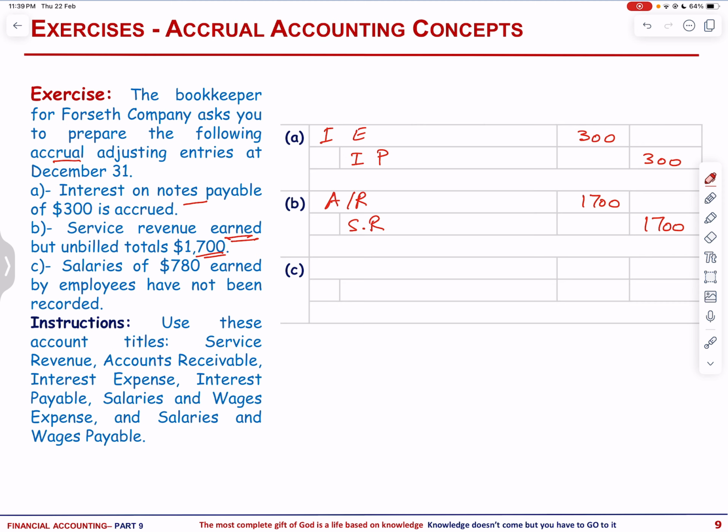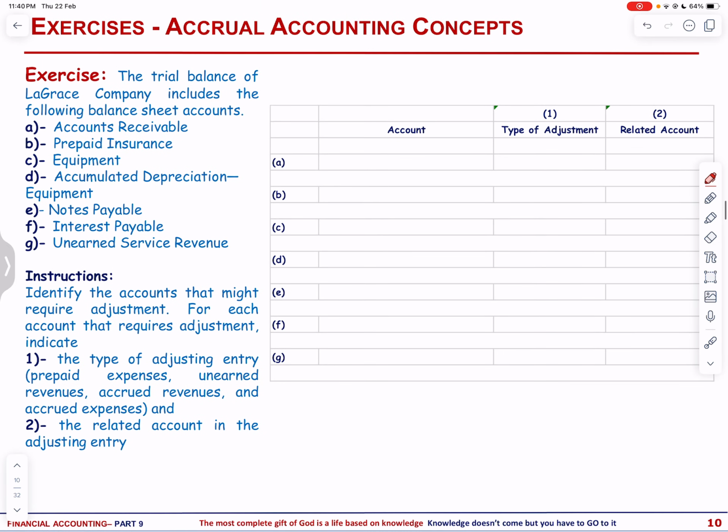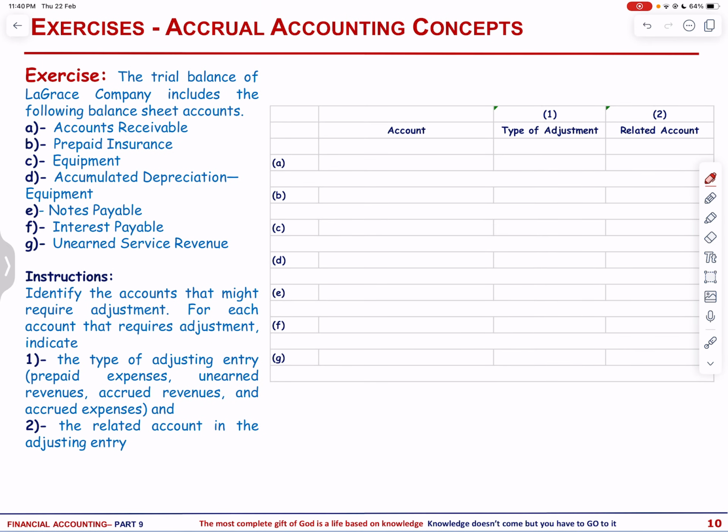We move on to number C, salaries of 780 earned by employees. So salaries and wages expense is debit by 780, and salaries and wages payable is credit by 780. So this completes this exercise, and now we move on to the next exercise. The trial balance of Lagras company includes the following balance sheet accounts, and we have to identify the account that might require adjustment.